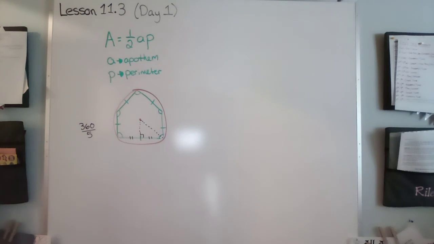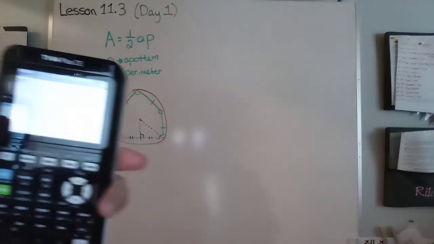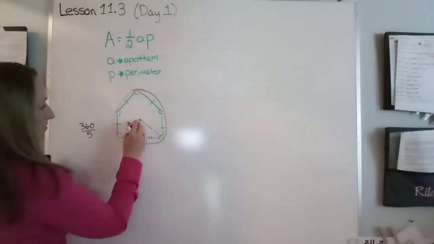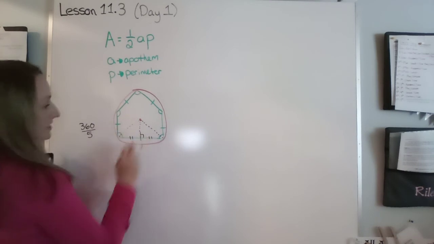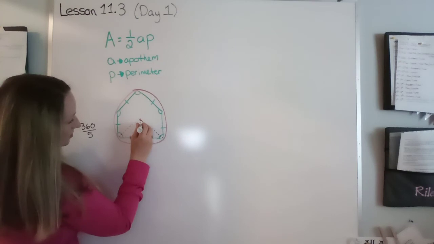Well, I can take 360 and divide by 5 to figure out the measure of each central angle. I don't think that's one of the problems, but it might help us figure out some of the other pieces of information. So 360 divided by 5 gives you 72 degrees. That means if I draw the other radius in as well, this central angle is 72 degrees. Well, the apothem bisects that. So take 72 divided by 2, and you get 36 degrees. So this angle right here is 36.